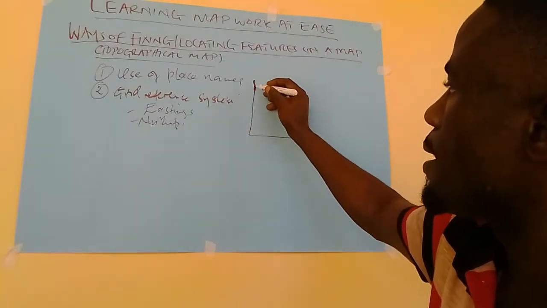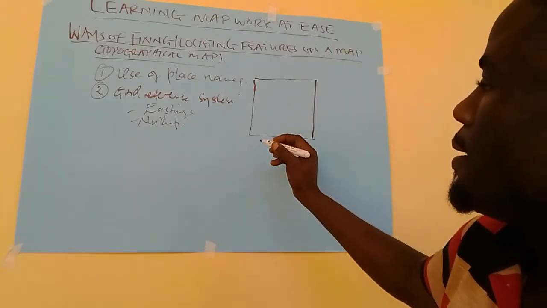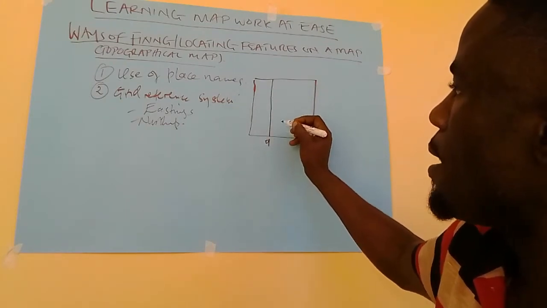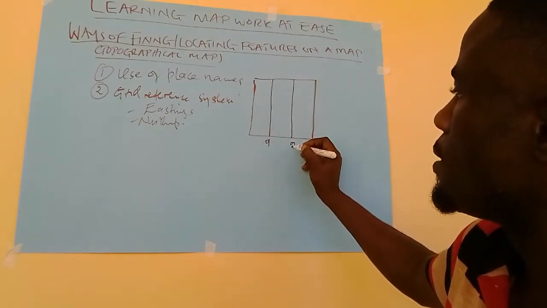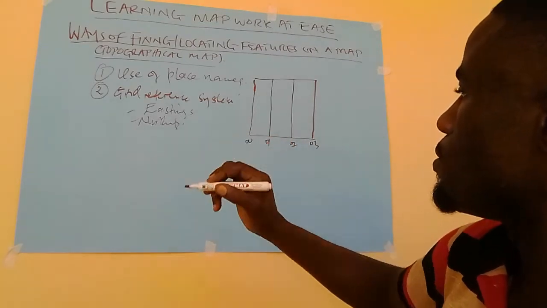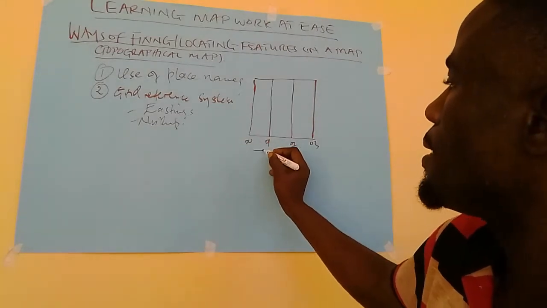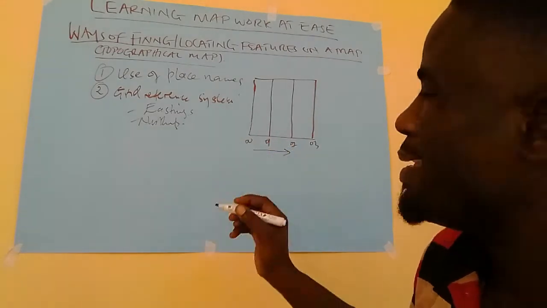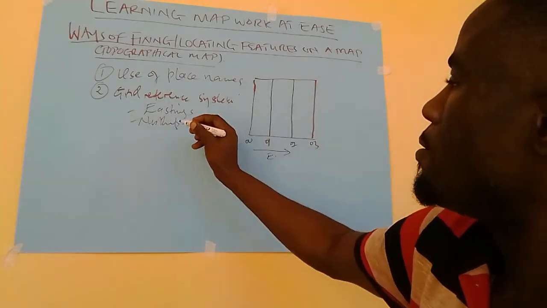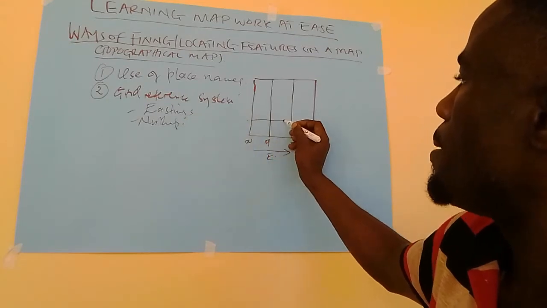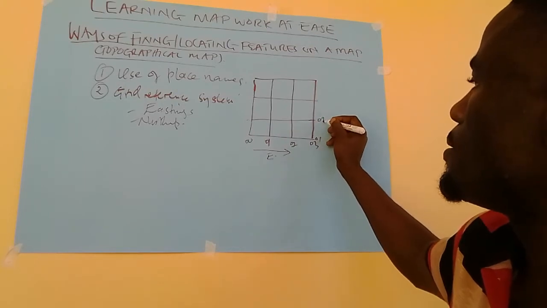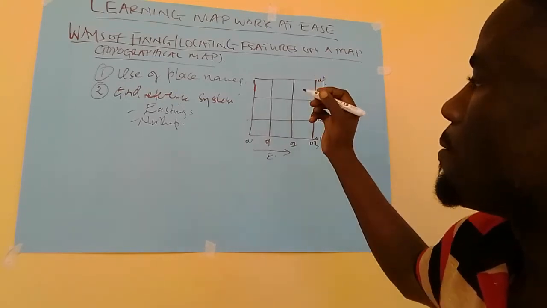If this is my map extract, I can have an easting, this one. I can call it 01. I can have easting 02. I can have easting 03. I can have easting 04. So eastings, these are imaginary lines drawn on the map that increase in number eastwards. They are going to the east. That's why they are called eastings. Then northings are also imaginary lines that are drawn on the map which increase in number northwards. I can say this is 01, this is 02, this is 03, this is 04.